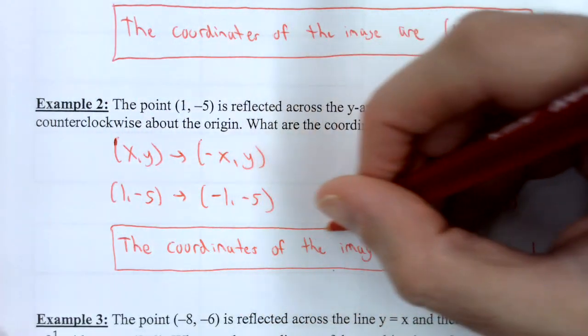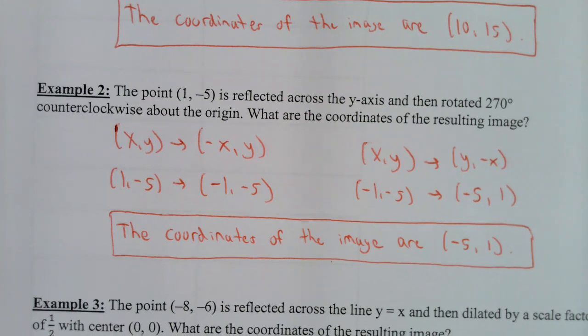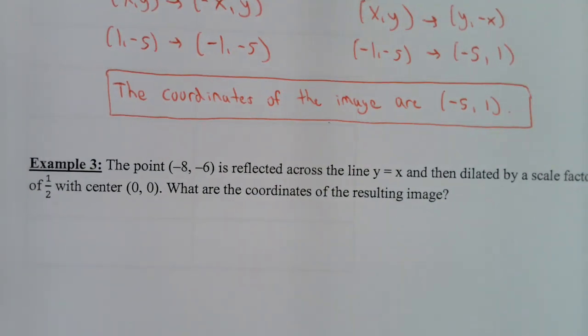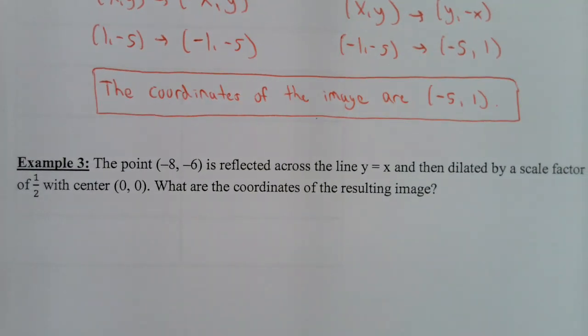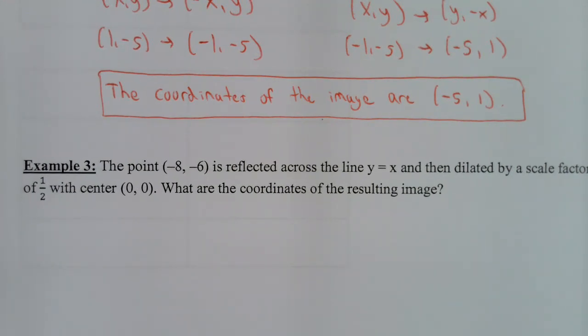Okay, one more. The point (-8, -6) is reflected across the line y equals x and then dilated by a scale factor of 1/2 with center (0, 0). What are the coordinates of the resulting image? So again, go in order.